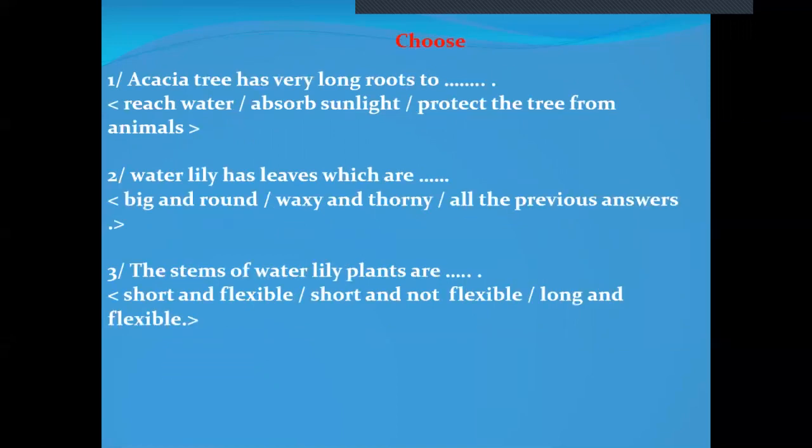Choose. Acacia tree has very long roots to what? To reach water. Water lily has leaves which are: all the previous answers, waxy and thorny, big and round. The stem of water lily plants is short and flexible, or short and not flexible, or long and flexible? Long and flexible.